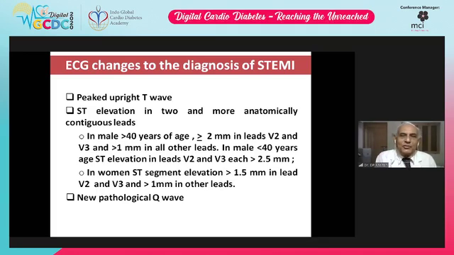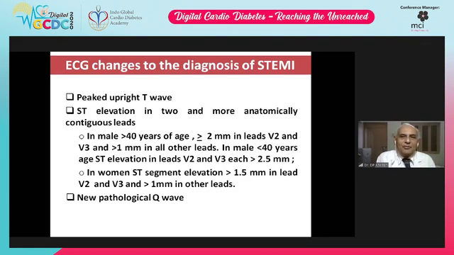ECG changes in diagnostic STEMI. A peaked upright T wave is the earliest abnormality with STEMI. ST elevation in 2 or more anatomically contiguous leads: in males more than 40 years of age, the equivalent of more than 2 mm in leads V2 and V3, and more than 1 mm in all other leads.